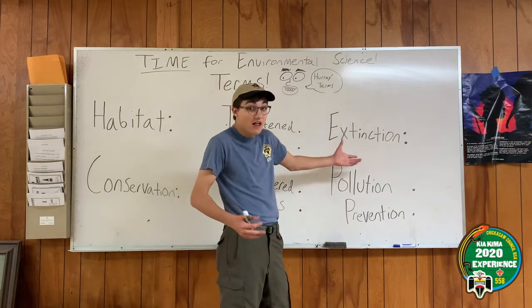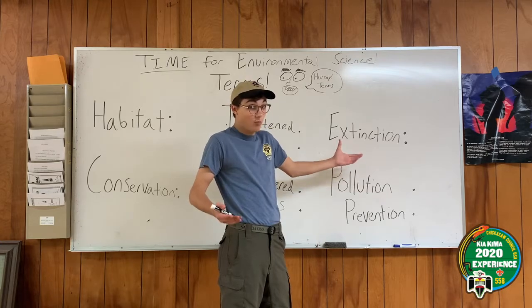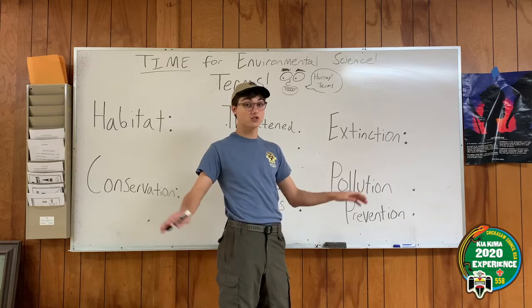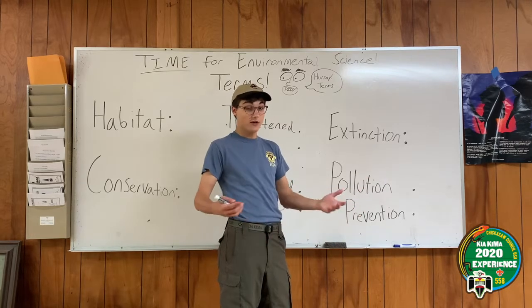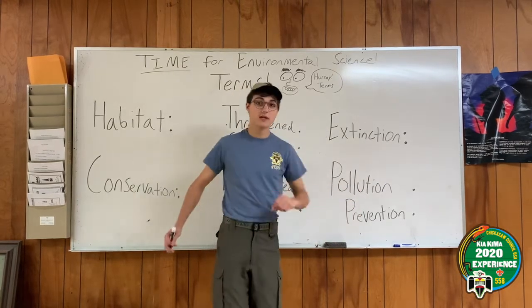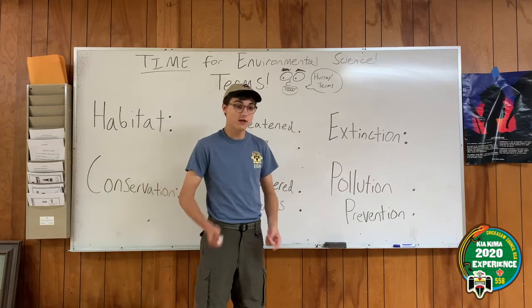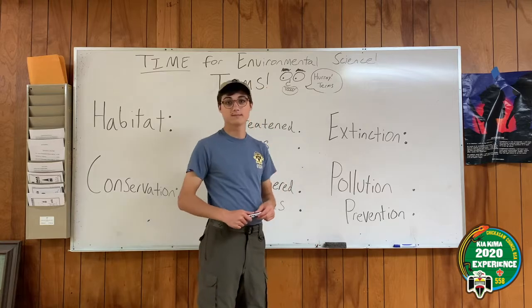Now, extinction, they're dead. They're not coming back, and we have to get over it. All those creatures, they're gone. Think the dodo, think the dinosaurs, think a lot of salamanders, they're gone. Now, pollution prevention. Those are the things that we do to prevent pollution. It's pretty standard. Think the Clean Air Act, think the Clean Water Act.